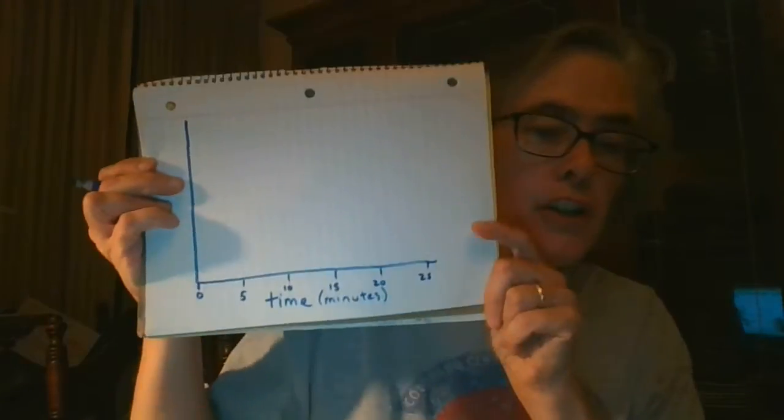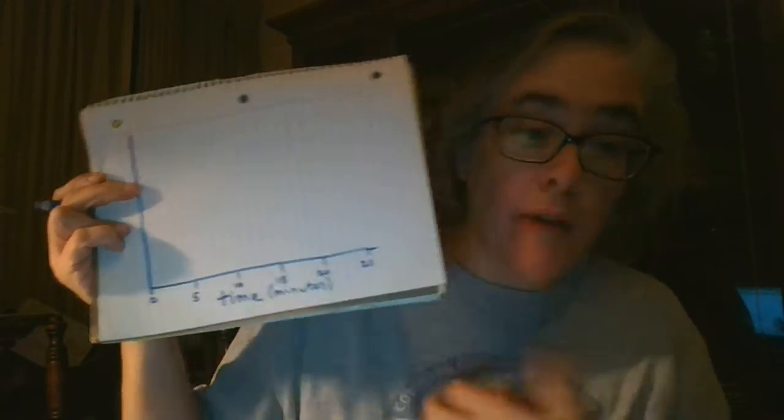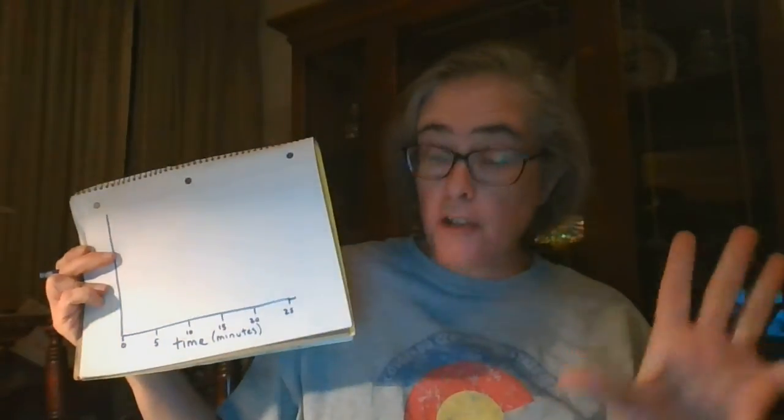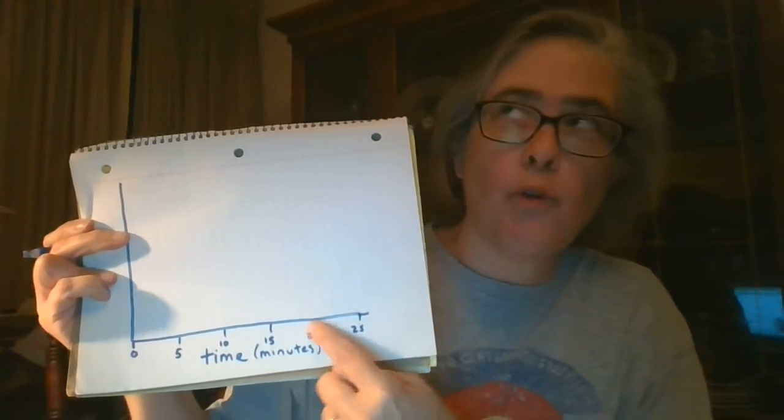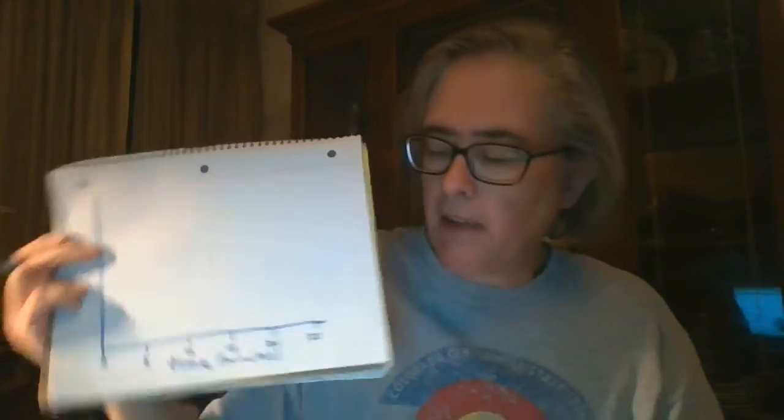So 0, 5, 10. So I've got 5 minutes, 1, 2, 3, 10 minutes, 1, 2, 3, 4, 15, 1, 2, 3, 4, 20. There's 25 minutes. So there's my 25 minutes. I just counted in my case, it might be different on yours, but for mine, I could spread it out by using every four lines as 5 minutes.